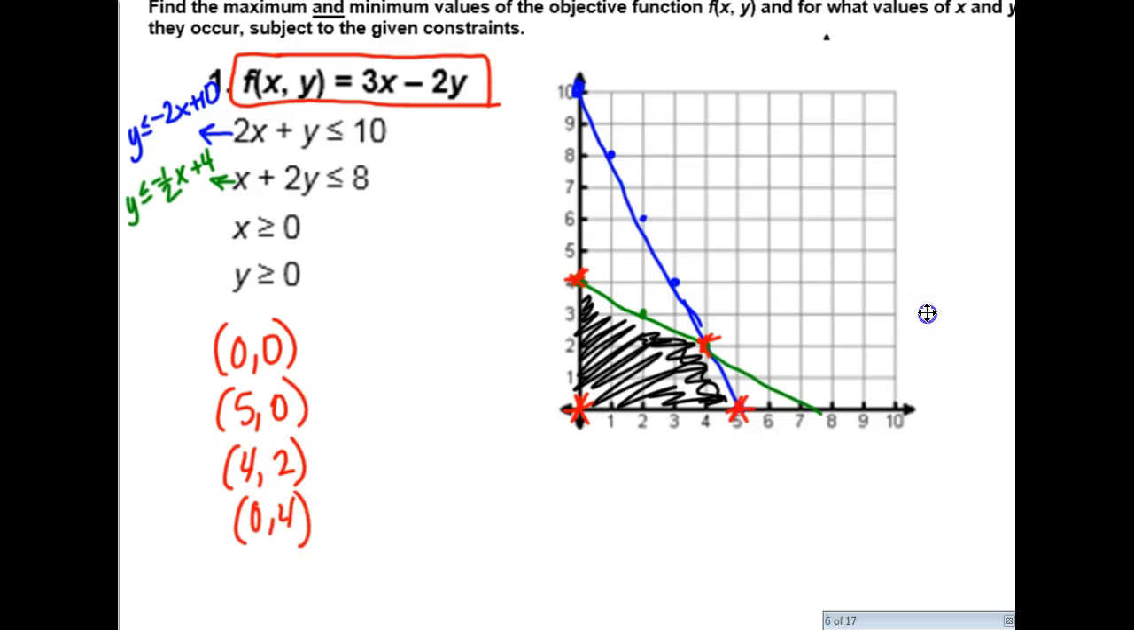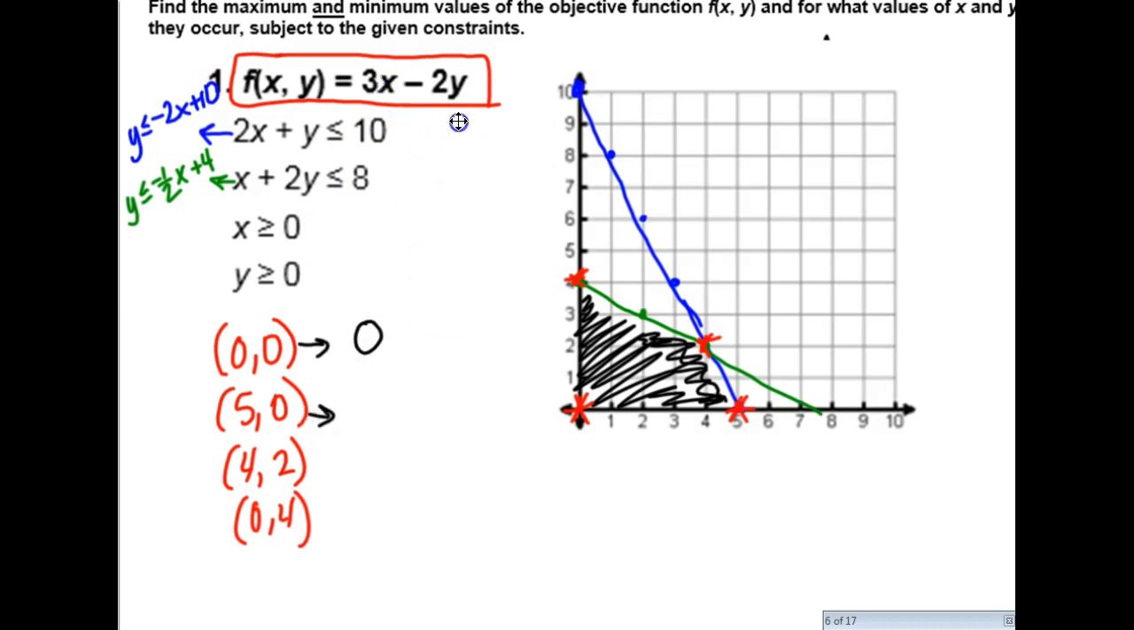Your final task, and this will be a separate question on the test, it'll be one that's already done for you. So you have the 4 vertices. Now plug them into your optimization function and figure out which one gives you a max and which one gives you a min. So plug it in, 0 for x and 0 for y, you get 0.